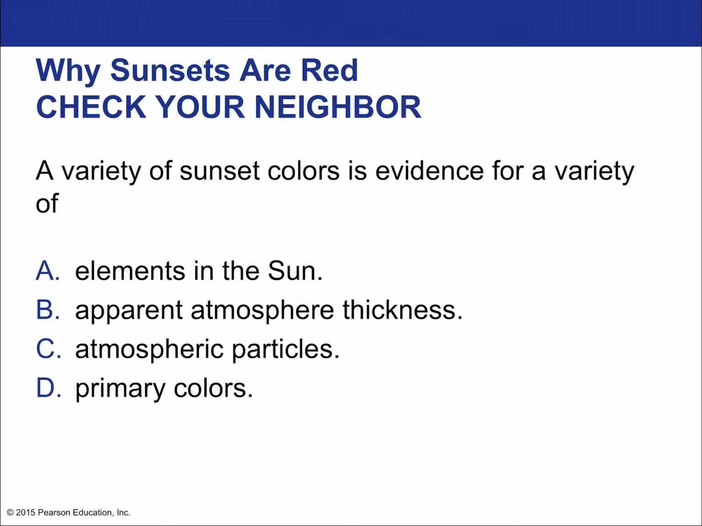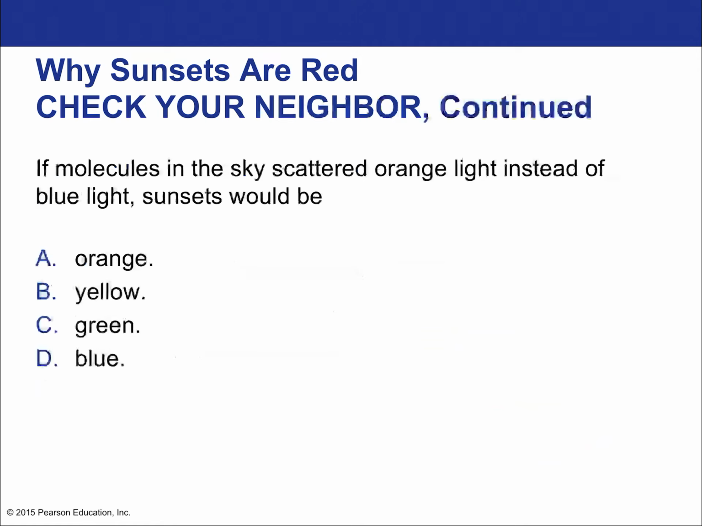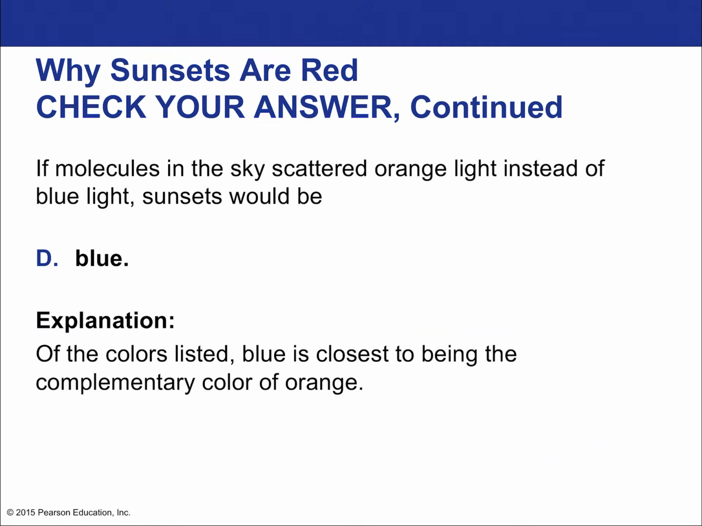All right, so a variety of sunset colors is evidence of a variety of atmospheric particles. You're going to have all different types of sunsets. Sometimes they're a pinkish color, sometimes they're a red color, and that's because of the different combinations of colors that were absorbed along the way for that light to reach you through the very thick atmosphere it had to pass through. So if molecules in the sky scattered orange light instead of blue light, sunsets would be blue.